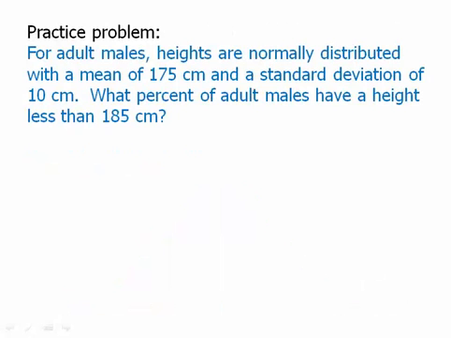Here's a practice problem. Pause the video and then we'll talk about this. So this is approximately true. For adult males, heights are normally distributed with a mean of 175 centimeters and a standard deviation of 10 centimeters. What percent of adult males have a height less than 185 centimeters? Well, notice that 185 is 175 plus 10, in other words, the mean plus 1 standard deviation. So we want to know how many people are below that point that is 1 standard deviation above the mean.